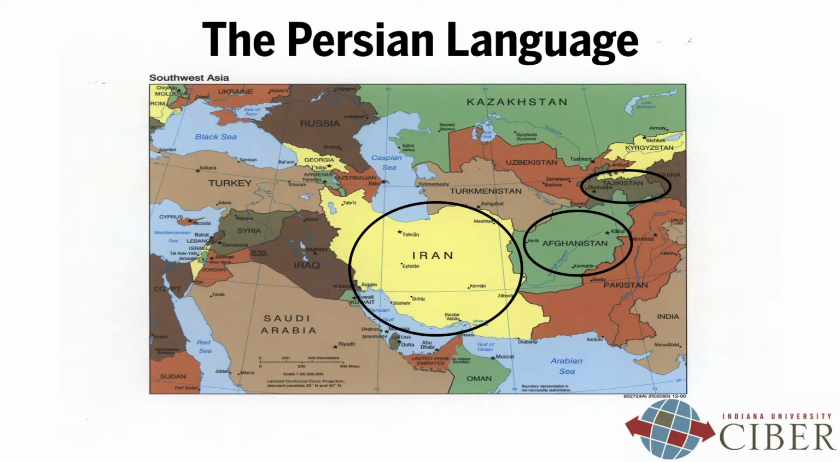The countries where Persian is most prevalent are Iran, Afghanistan, and Tajikistan. In Afghanistan, the language is called Dari, and in Tajikistan, it is called Tajik. Both are dialects of Persian and can be understood by Persian speakers.